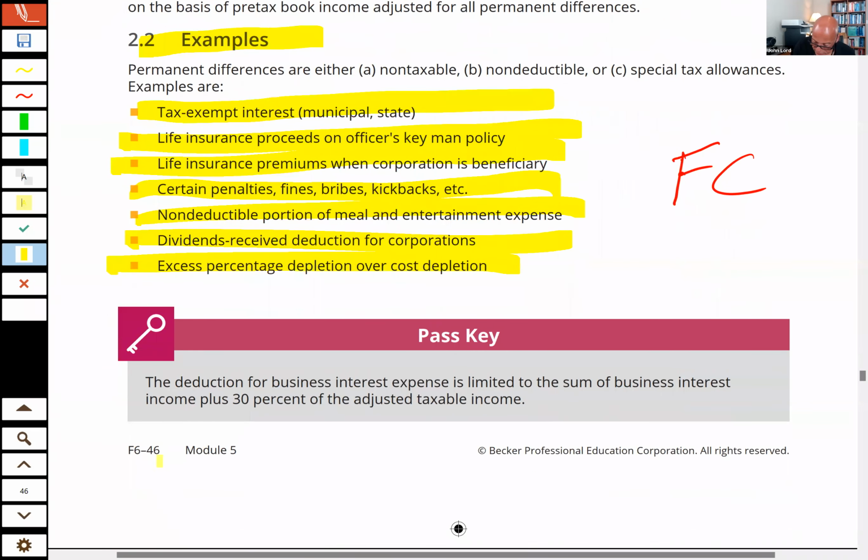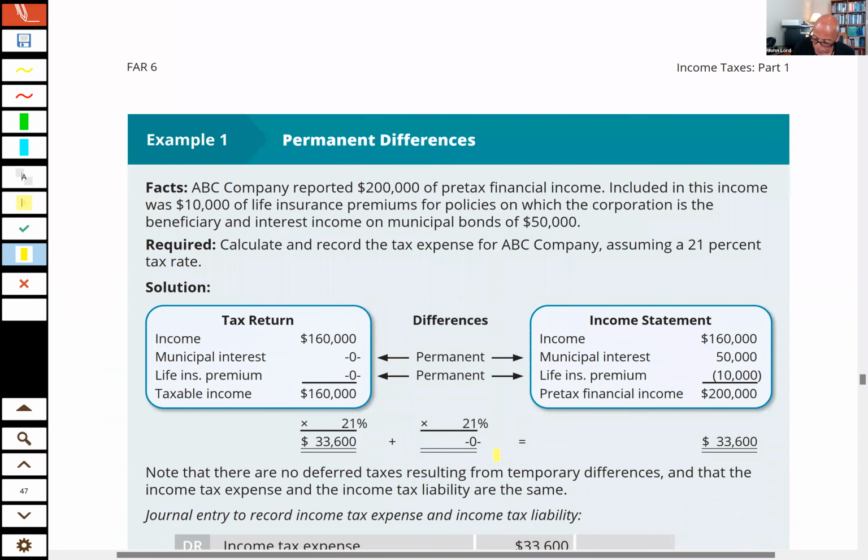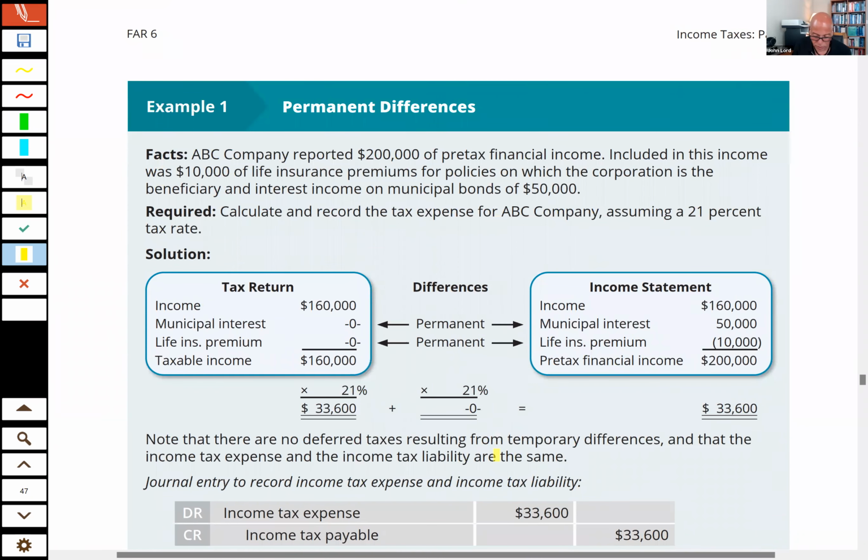Note that we now look at these permanent differences with a numeric example. They tell us that I do have a difference between my taxable income and my GAAP income. When they say income statement, they're talking about GAAP here, right? So there is a difference, and your instinct is, well, since there's a difference, I've got to account for a deferred tax asset or liability. But then when you look at this, these are permanent differences.